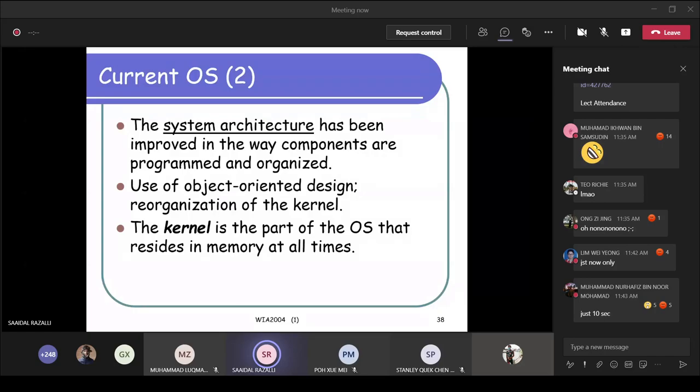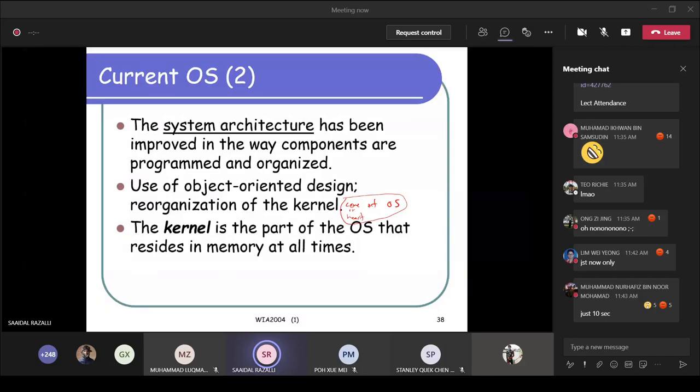So the system architecture for the current OS has been improved in a way that the components are organized. It also uses object-oriented design, a reorganization of the kernel. The kernel is the core of the operating system that handles everything, okay? The heart of the operating system that controls everything in the OS. The kernel itself can be said to control the machine as well.